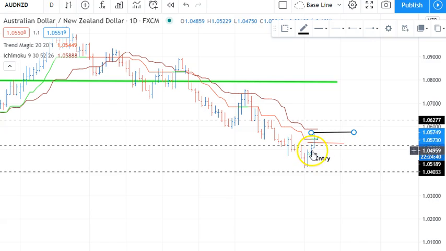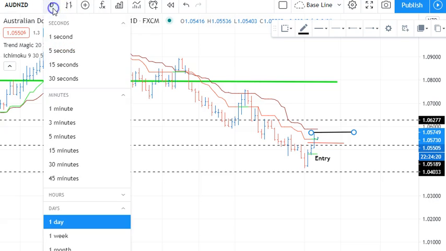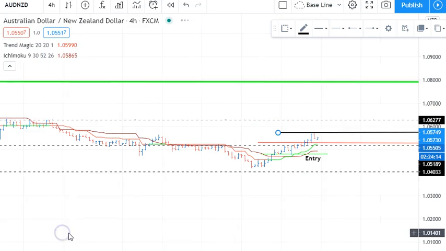Now, I took this on the 4-hour, if you remember, and we'll go and have a look at it, because on the daily it's not set up yet. We do have the close above exit entry indicator that I use, but the baseline is still way above price. So really, conservatively, I need to wait for that. But because I use the 4-hour chart, we've got a nice little trade. Here it is here.